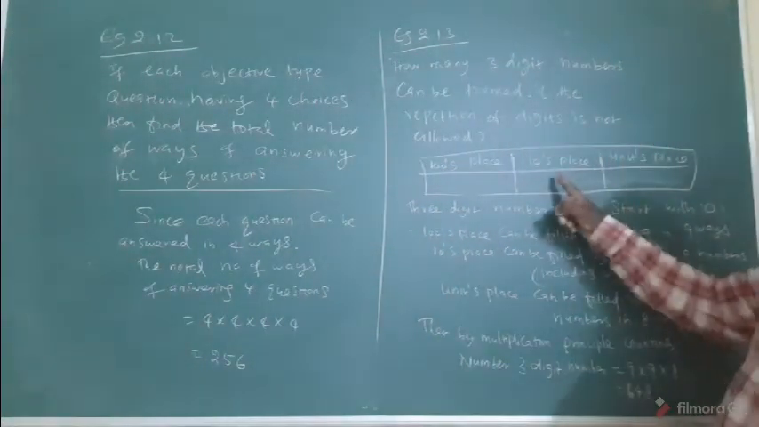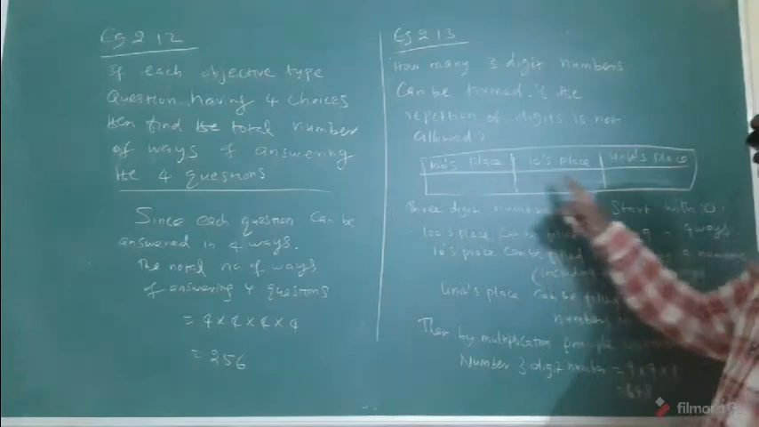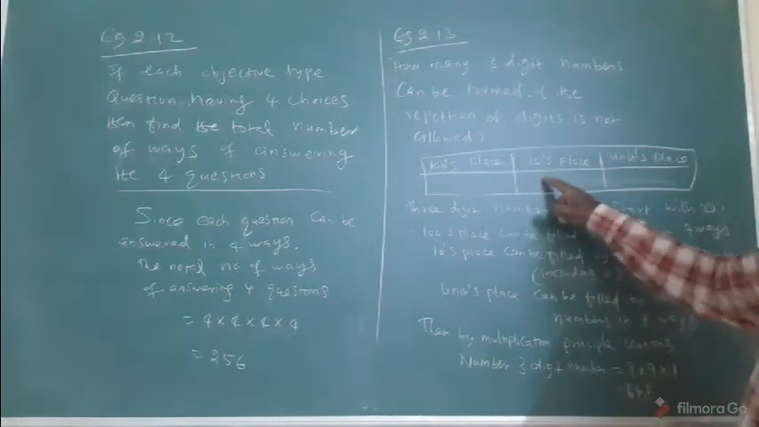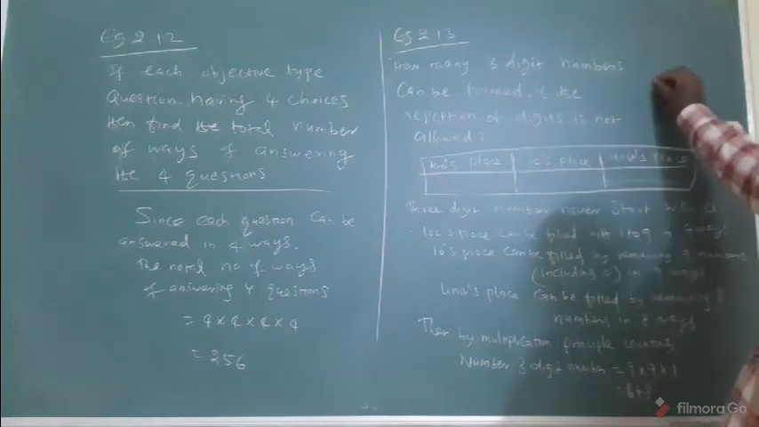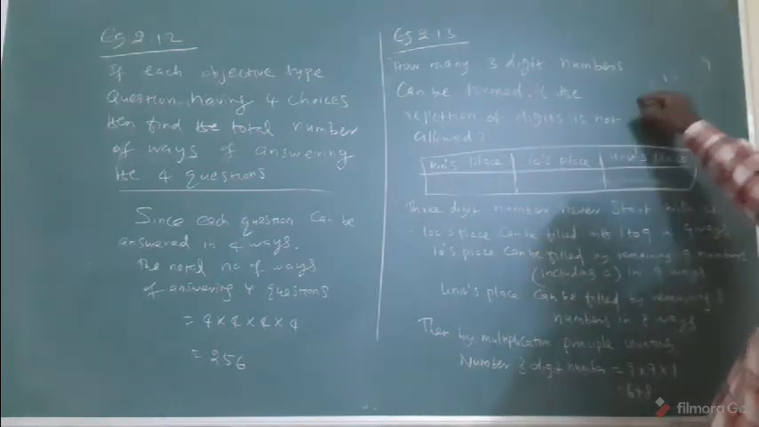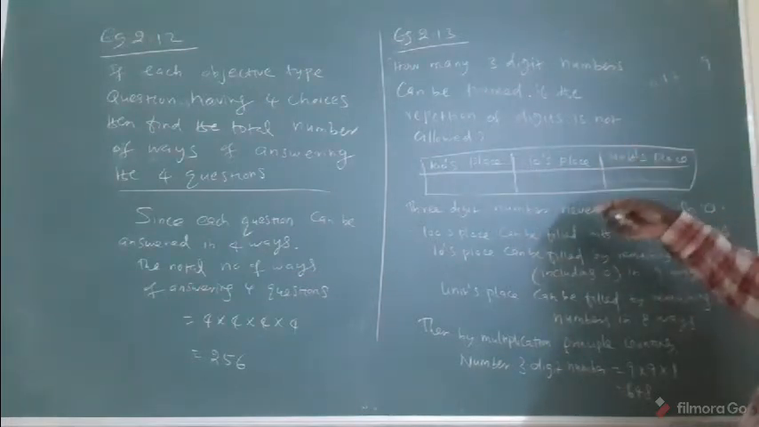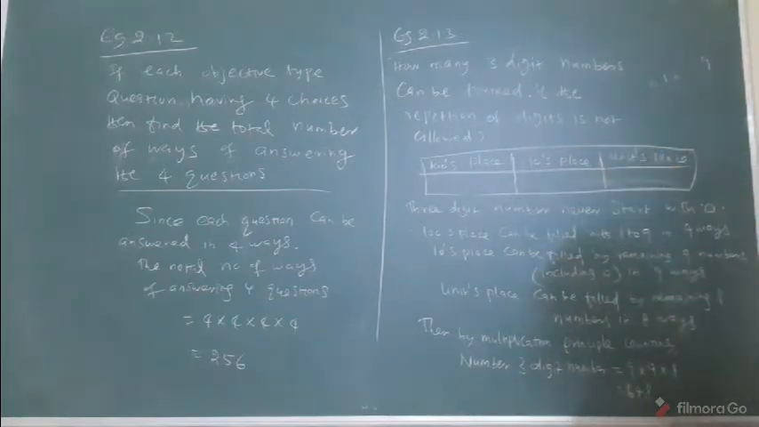Unit place, tens place, hundreds place. This is called a 3-digit number. In this way, you will put the number here. What numbers are there? 0, 1, 2, up to 9. Am I right? Out of 10 numbers, you will put any number here. In this way, how many 3-digit numbers are there? That is the question.